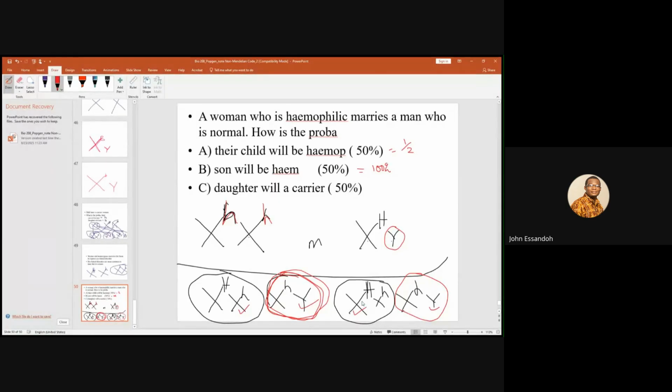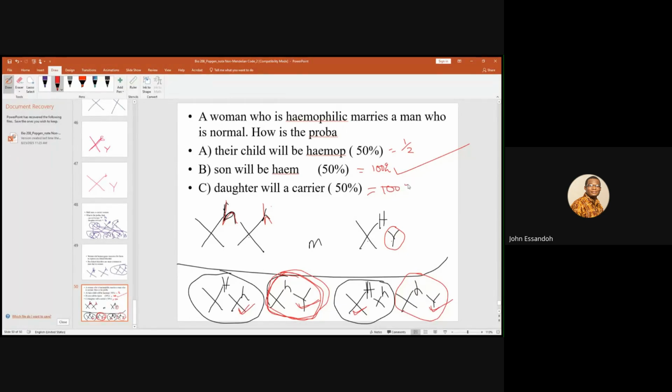We have 1 X chromosome and 1 Y. So when your mother has it, this and that, any of the chromosomes, you can see the son here has it. This son also has it. So that would give us 100% here. And the daughter will be a carrier. How many daughters are there? 2? And all the 2 are carriers. So that will give us 100% as well.